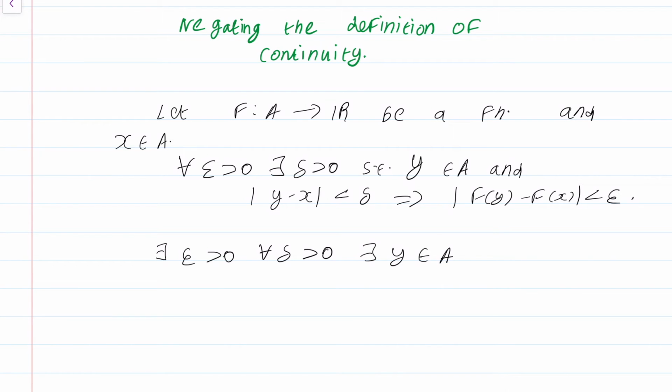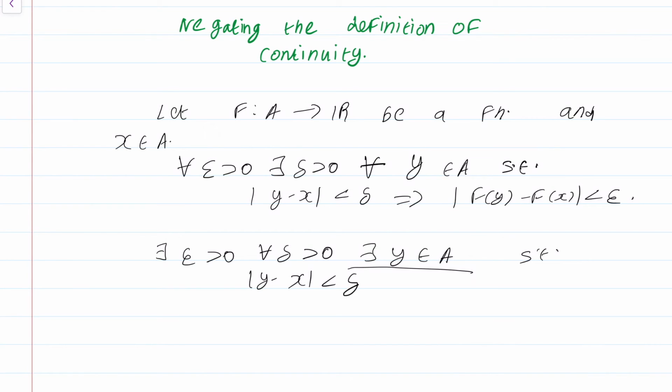So to understand why 'there exists' comes, let me change this and make it 'for all y in A such that mod y minus x less than delta implies mod f(y) minus f(x) less than epsilon'. You will understand why I have phrased it this way. It will become very clear because only then do you see that there exists y in A such that mod y minus x is less than delta.